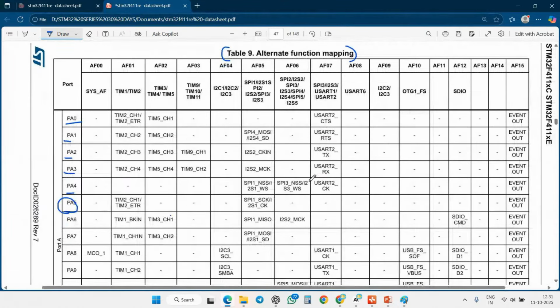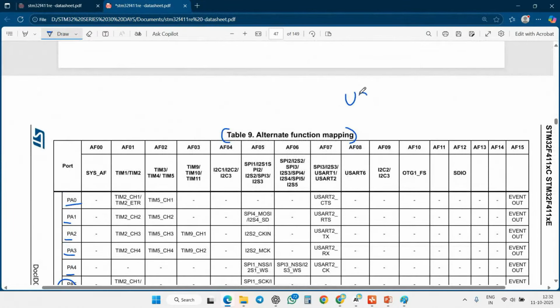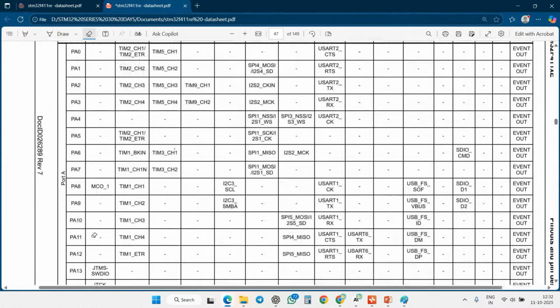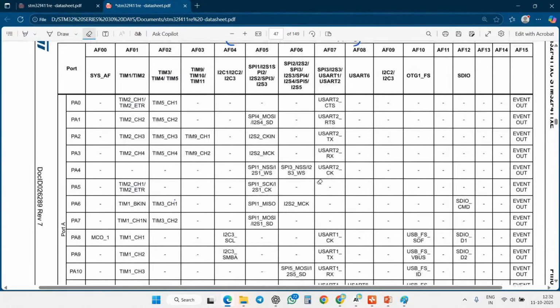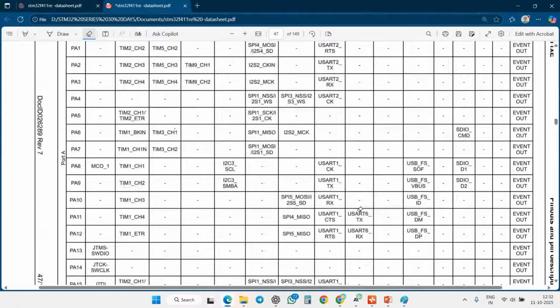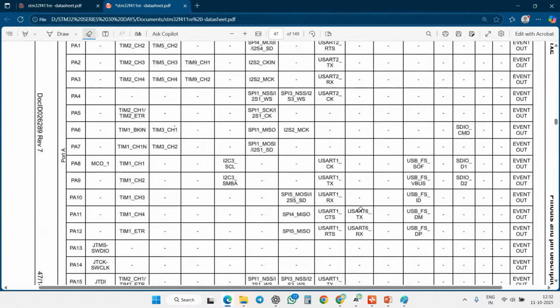If you're using multiple pins, like if you're taking a UART or USART, whatever it is, for example, here I'm having a good example. You can easily understand this concept.